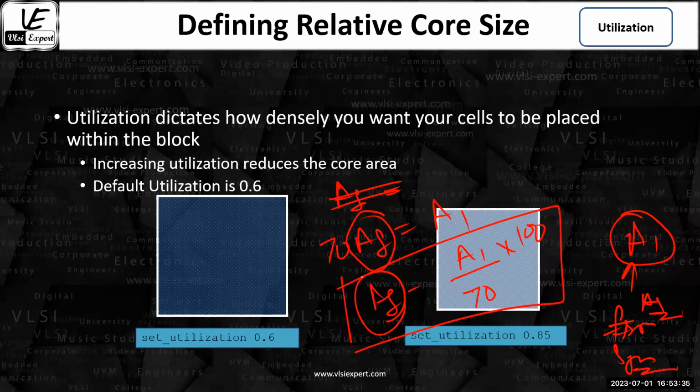So this is one of the utilization factors. How much utilization factor you have? People are using 0.6, 0.85, 0.7, 0.9, depending upon their design and their understanding. If they know their design very well, they will say, okay, 0.9 utilization is good enough. If they are not 100% sure, they will say, okay, let's go with the 0.6 utilization factor. So in this particular way, the core area is defined.